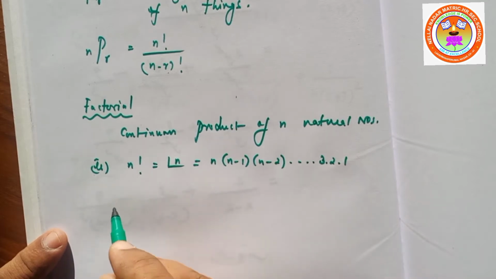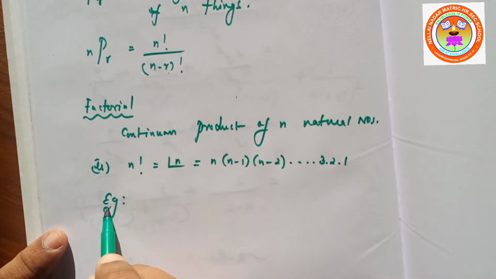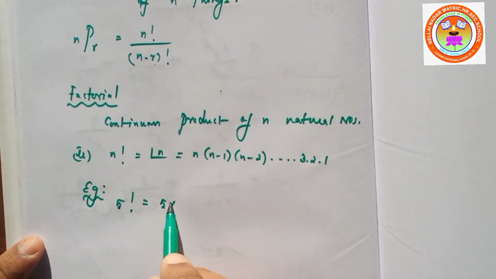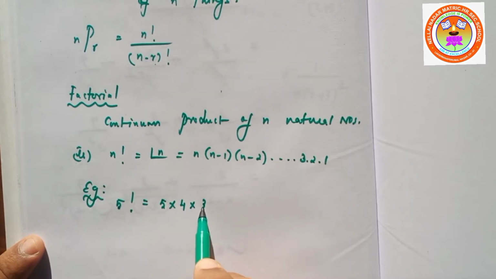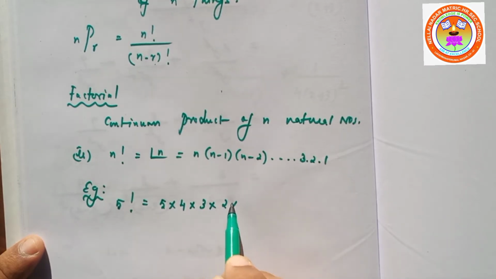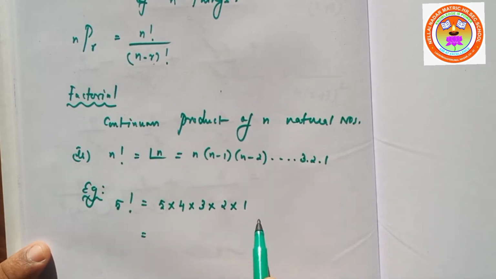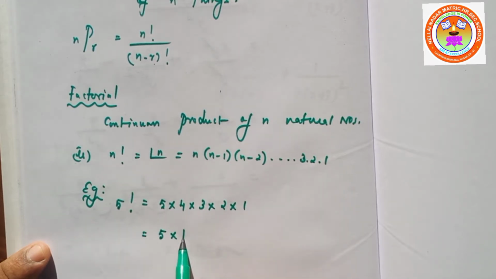I'll give an example. Factorial 5 is equal to 5 into 4 into 3 into 2 into 1, reducing 1 each time. So 5 into 4 into 3 into 2 into 1 is 5 factorial. Even this can be written as 5 into 4 factorial.